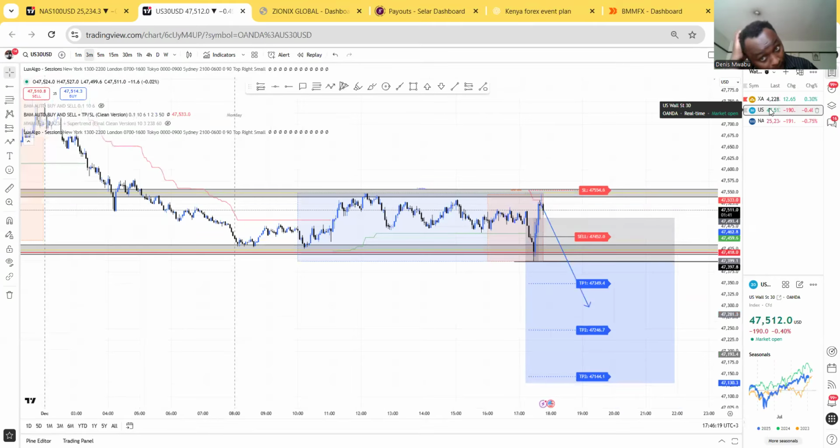If you're in the buy for US30 and news comes, just make sure you've closed your trades, some minutes before. If you have your real account, you can just put your stop loss to break even. Those guys who are using prop firms, be careful.